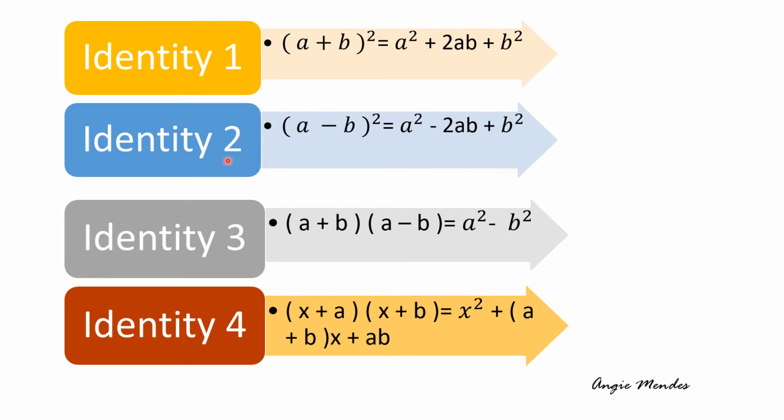Now identity 2 is (a − b)² which will give us a² − 2ab + b². Now what this states is that the square of the difference of two terms will give us the square of the first term minus 2 into the first term and the second term plus the square of the second term. Identity 3 is (a + b)(a − b) which will give us a² − b².